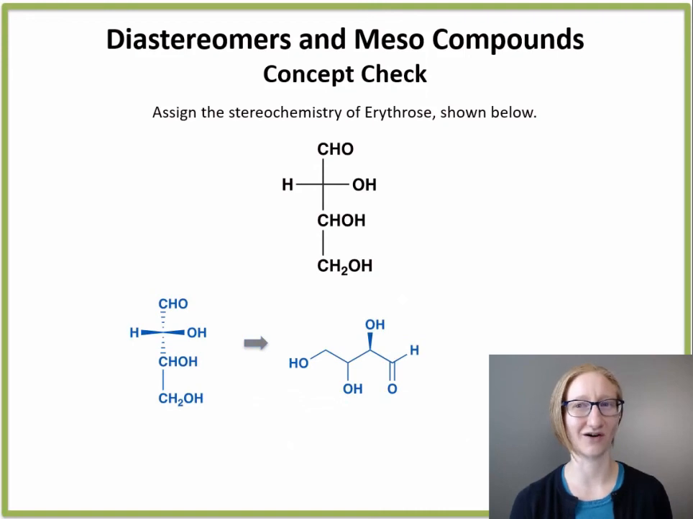Now I can assign R and S the way I'm used to. I assign priorities to each of the 4 groups. The hydrogen, the lowest priority group, is pointing back here, so I can just focus on the other 3 groups. The alcohol is the highest priority, then the aldehyde, and the rest of the chain is the 3rd priority. I draw a curved arrow from 1 to 2 to 3 and find that this chiral center has R stereochemistry.